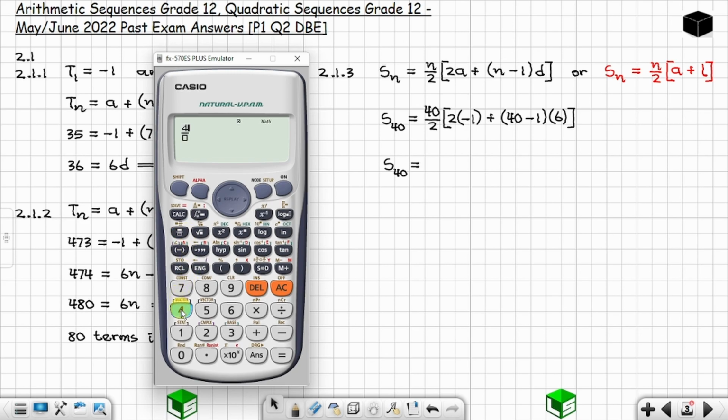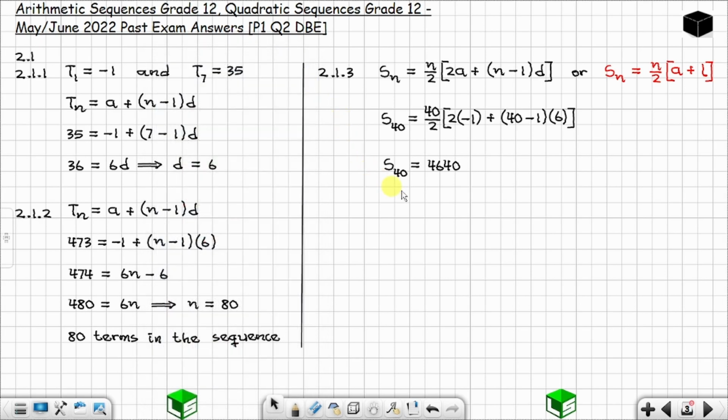So I've got 40 over 2. Open your bracket. You have 2 times -1, like this. So I'm going to plug everything the way it is. And then I have 40 minus 1, which is 39, but let me leave it like this, times 6, right? And so what is S40? S40 is 4,640, okay? 4,640. Let's move on to the next question. Let me do it on the next slide.